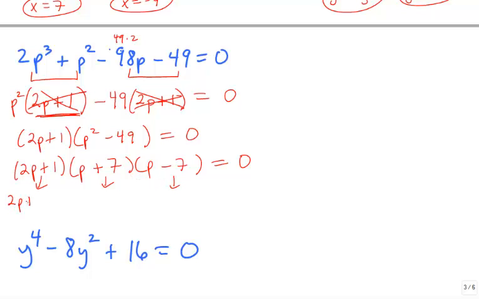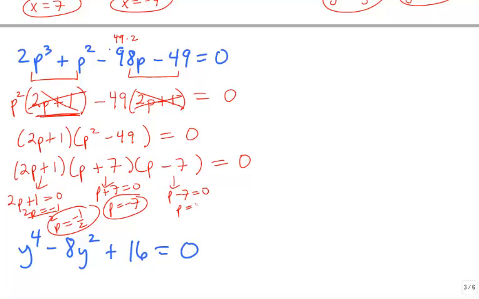So 2p plus 1 set to 0. I'm going to subtract the 1 and divide by 2. So p equals negative 1/2. That's one answer. If I set p plus 7 to 0, that's going to give me negative 7. And if I set p minus 7 to 0, that's going to give me p equals positive 7. So there are my three solutions.